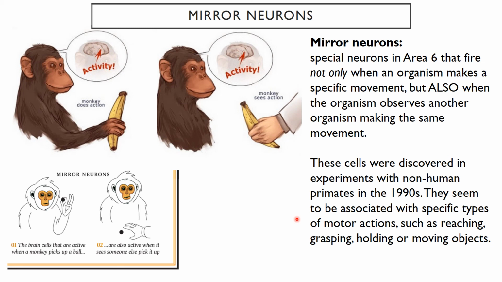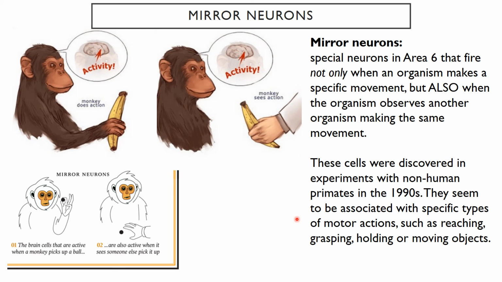We've known about some of these kinds of activity happening for a very long time. And one really interesting specialized kind of neuron that we find in the brain is called mirror neurons. So these are neurons that are within area 6 in the premotor areas. They fire not only when an animal makes a specific movement, but also when the organism observes another organism making the same movement. The way that these were discovered is particularly interesting.